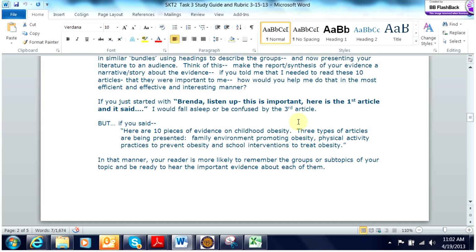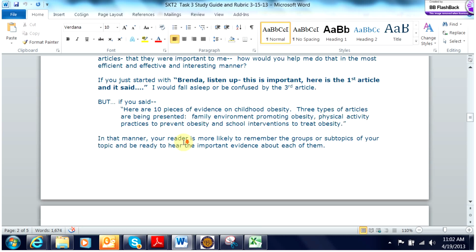We present them in topics, and I give you an example about if I were doing a topic of childhood obesity, and I may say that 3 pieces of evidence are being presented. One is family environment promoting obesity, physical activity to prevent it, school interventions to treat it. So then those are how my 10 pieces might organize, and I would take those pieces apart and present them.